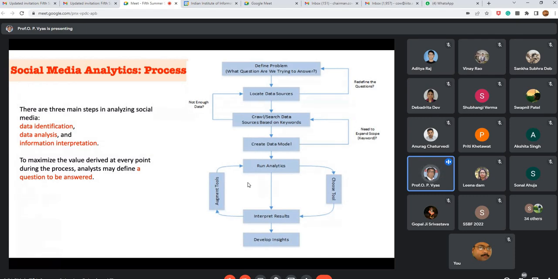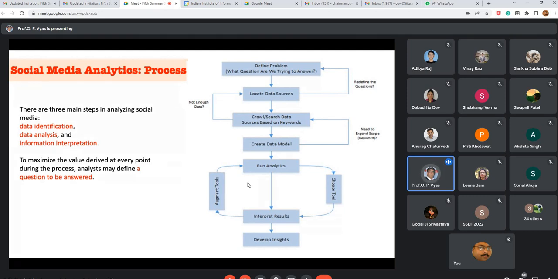Then create the data model, and then comes the running of analytics. It's in a loop that you use the tools: you choose the appropriate tool first of all, and try to interpret the results. And at the end, if you develop some insight, then you can see that the whole social media analytics process is completed.